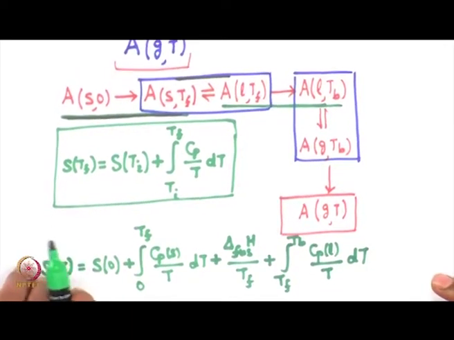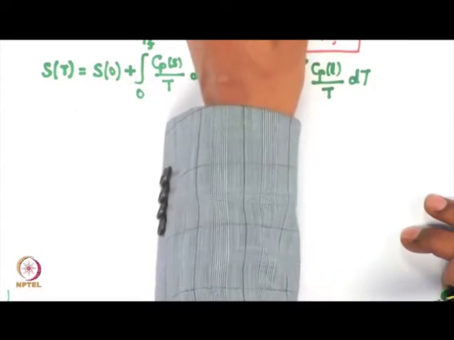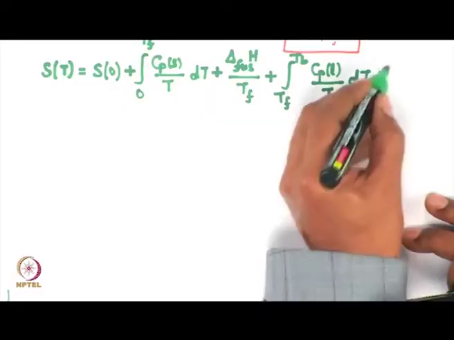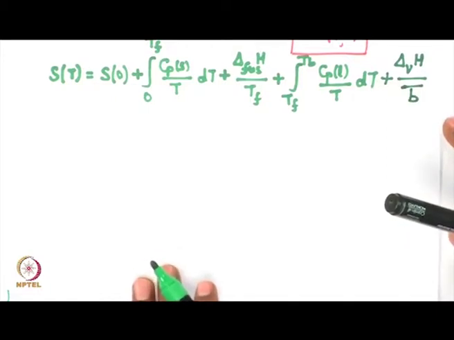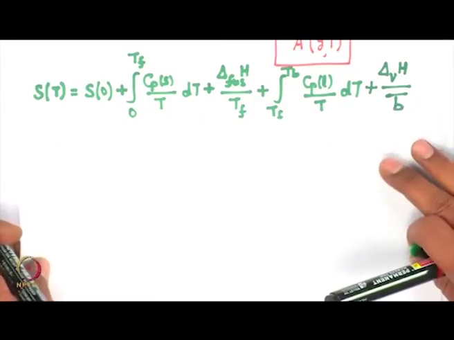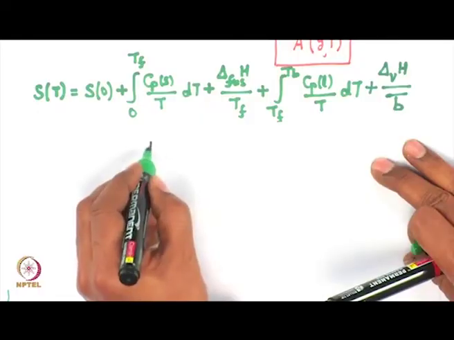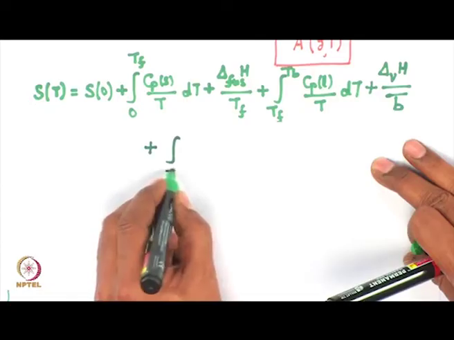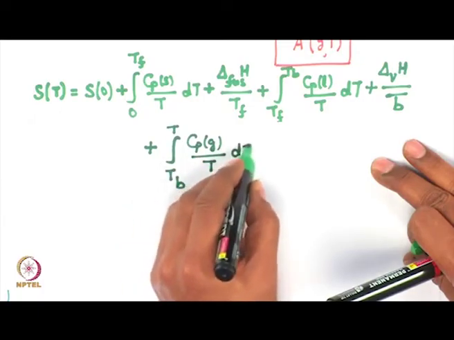Then next one, I need to account for the phase transition, and that will be delta vaporization H by boiling point, and there is one more term that we need to add for this, that will be plus integration Tb to T Cp of gas divided by temperature dT.